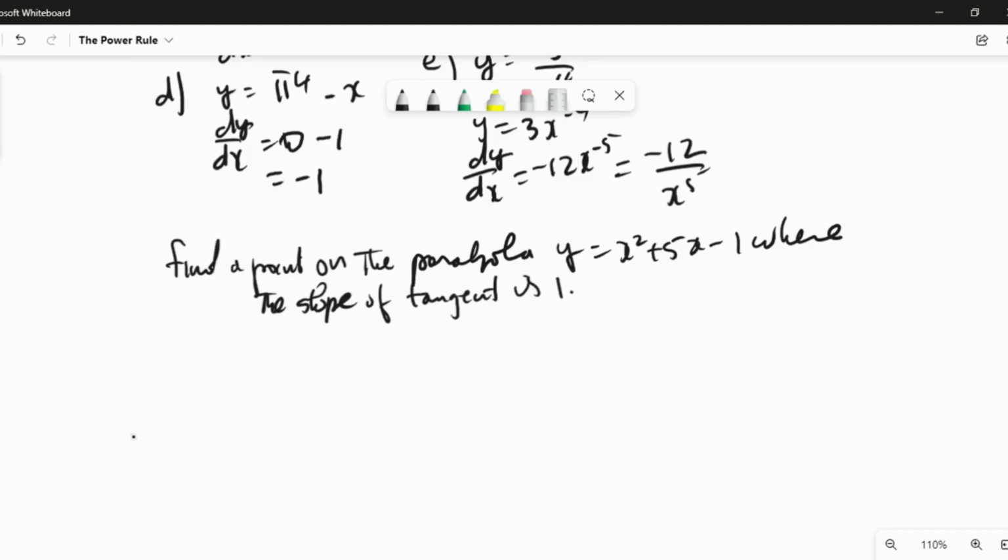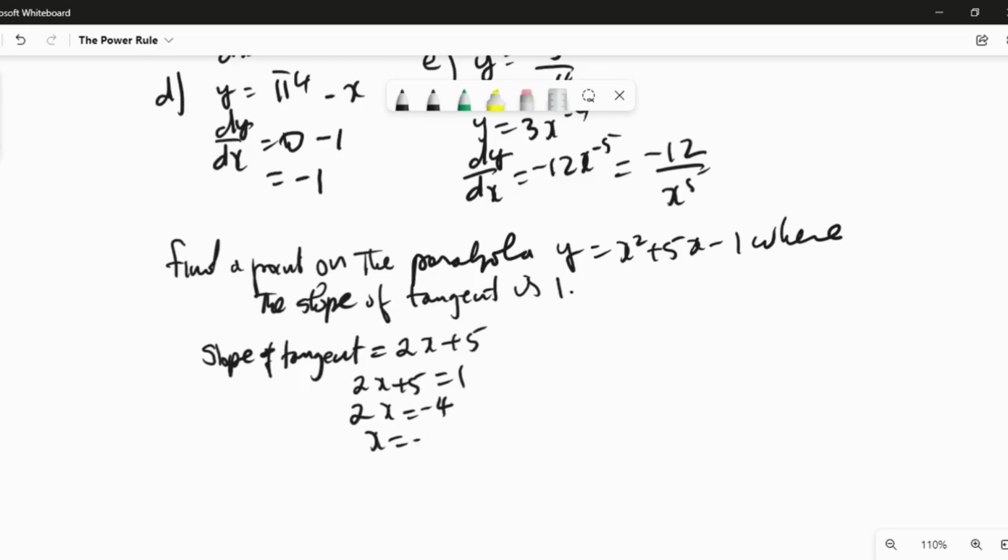To find a point, we have the slope of the tangent. It is the derivative of that, which is 2x plus 5. Since the slope of the tangent equals 1, we say 2x plus 5 equal to 1, 2x equal to negative 4, x equal to negative 2.